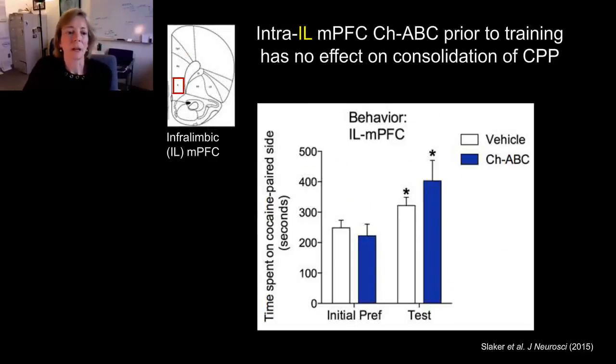And then also, Megan also did some studies to show that a nearby brain region, if you look at the upper left panel here, she went just ventral to the prelimbic cortex down into the infralimbic cortex to see if a nearby site would affect the memory the same way, and she found it did not. So you can see in the bar graph here that the CHABC treated animals do not have their memory affected, so they test just fine.